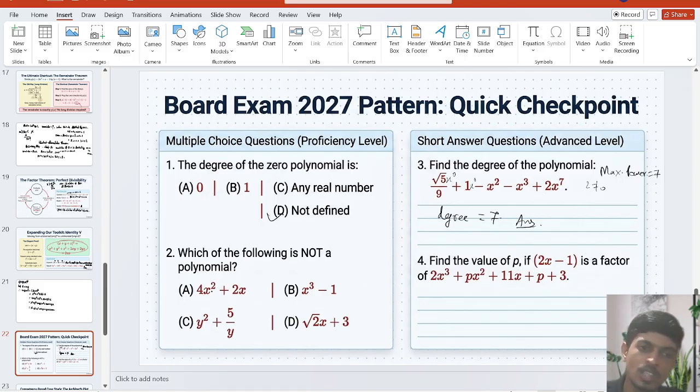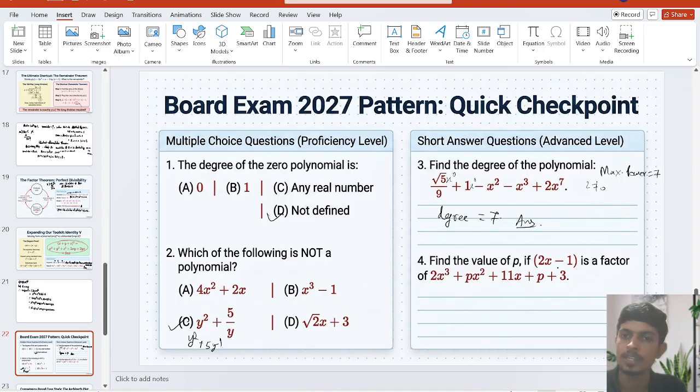Okay, and which of the following is not a polynomial? Like this, power 2 and power 1 are both whole numbers, so it is a polynomial in x. Power is 3 and power is 0, so 3 and 0 are whole numbers, so this is a polynomial. And here you have y square plus 5 into y raised to the power minus 1, and minus 1 is not a whole number, so this is not a polynomial, so this is the correct answer. And root 2 into x plus something is a polynomial. Here the power of x is 1, and x to the power 0, so 1 and 0 are whole numbers, so this is a polynomial. So option C will be correct.